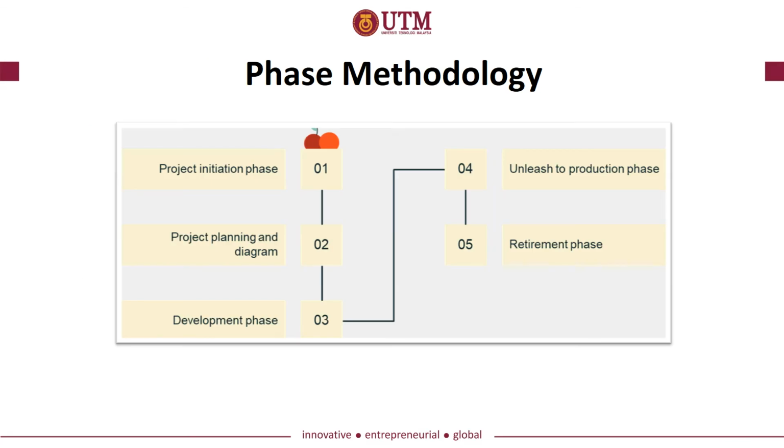So there are the 5 phases that I described earlier: number 1 is the project initiation phase, followed by project planning and design, the development phase, number 4 is the unleash production phase, and the last one is the retirement phase. All of these phases relate to each other, and it assists me to have a proper plan in order to develop my mobile application in an appropriate time and schedule.